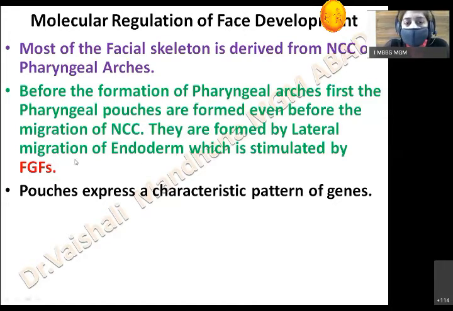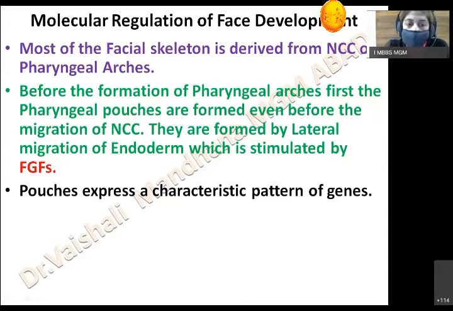How are the pouches formed? They are governed by fibroblast growth factor. So first remember, before arch formation, the pouches are formed by the lateral migration of the endoderm, and this lateral migration is stimulated by the fibroblast growth factors. Then these pouches will have a width, as much as the neck. These pouches will have a dorsal part, middle part, and ventral part.